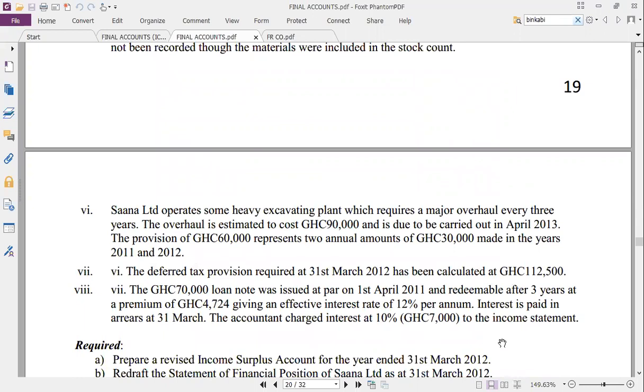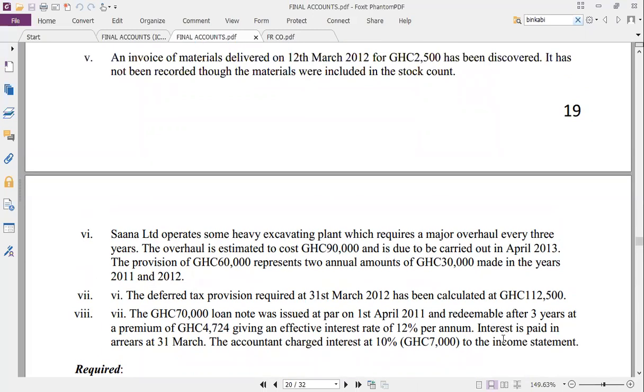Next note. Sun Unlimited operates some heavy excavating plants, which require a major overhaul every 3 years. The overhaul is estimated to cost 90,000 and is due to be carried out in April 2013. The year in question is 2012. The provision of 60,000 represents two annual amounts of 30,000 made in the years 2011 and 2012.